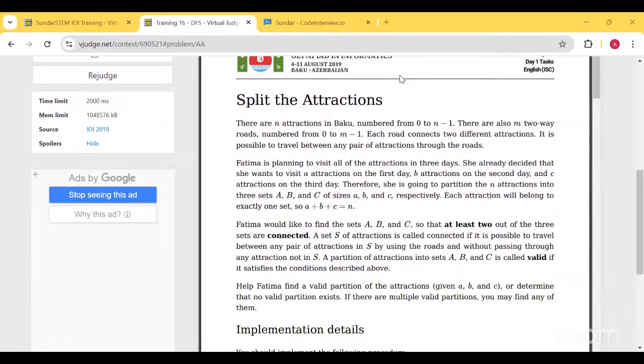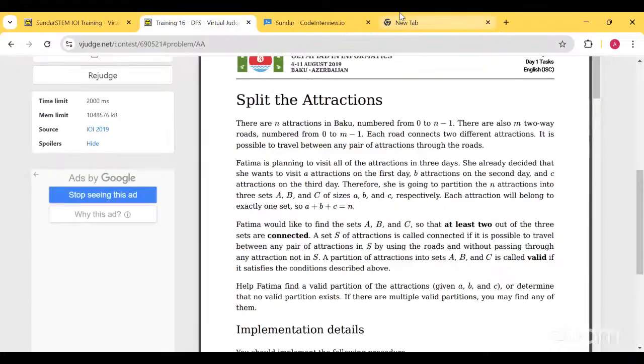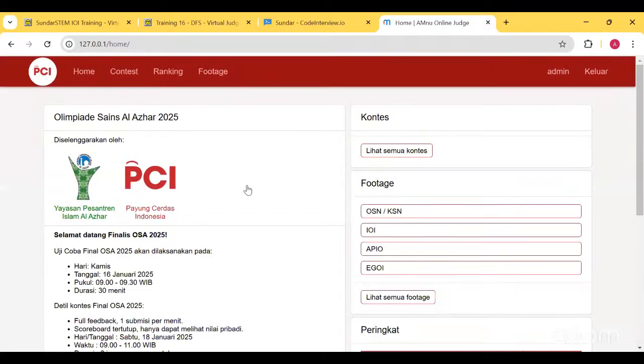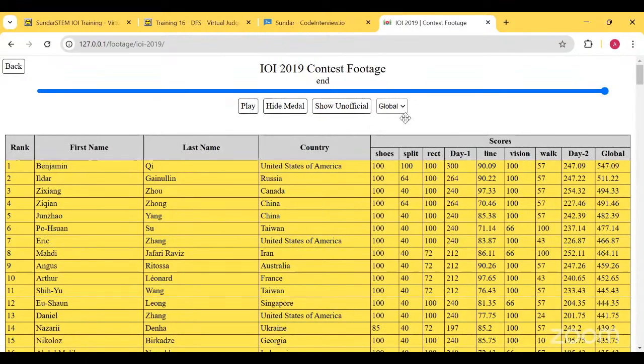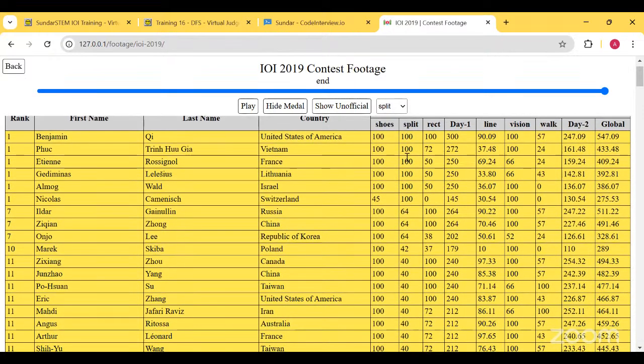Yes, only DFS, but the idea is so secret. All right, but the implementation is only DFS. So just try to read this at first, and let's see the scoreboard of IOI. Let's see problem split. Okay, so only 1, 2, 3, 4, 5, 6. Only 6 got accepted in this problem.